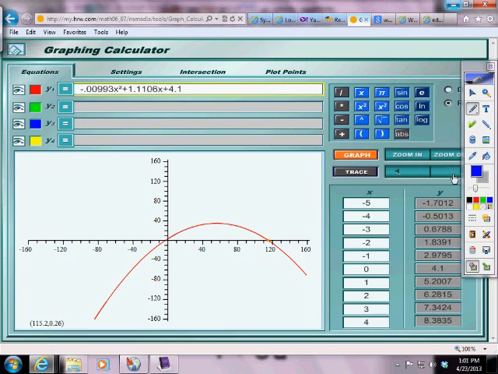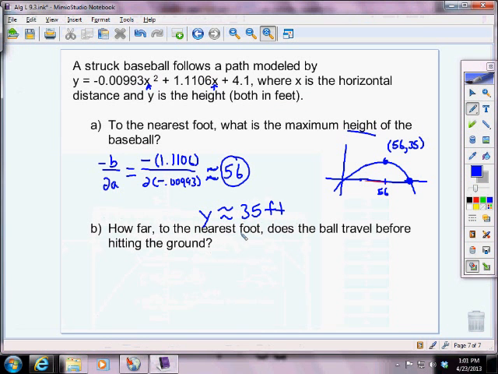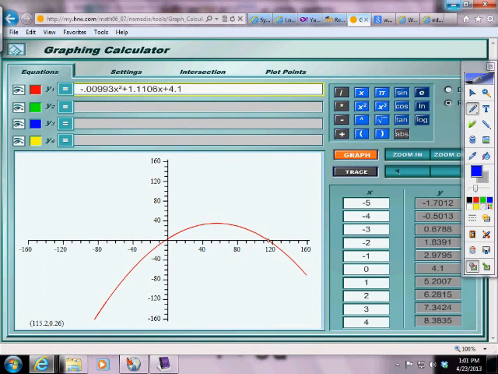And if you look right here, notice it's jumping from the negative to the positive. Actually, that's pretty close, 0.26. It's hitting the ground at 0, and this is pretty close. Notice that my x value is 115. What that tells us is, it says, how far to the nearest foot does the ball travel before hitting the ground? That's approximately 115 feet. Okay, according to our graph, when we threw it, it hits the ground at 115.